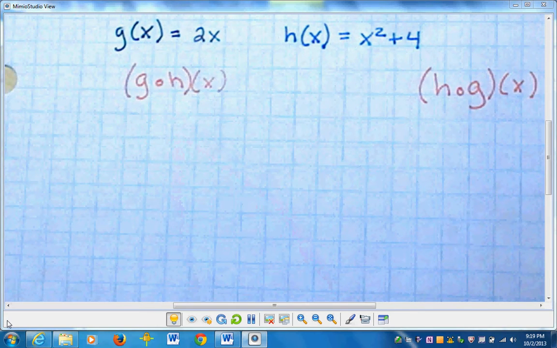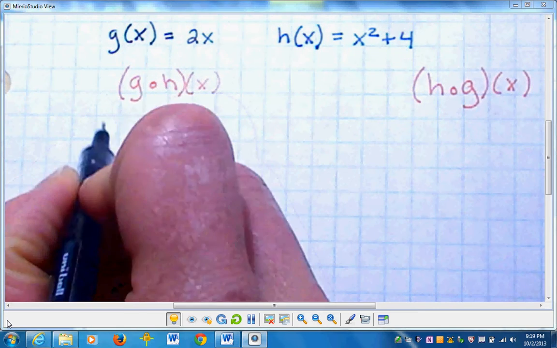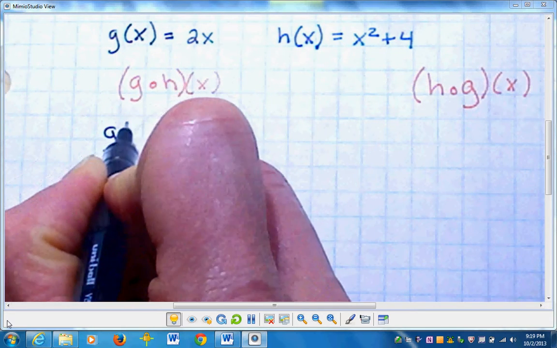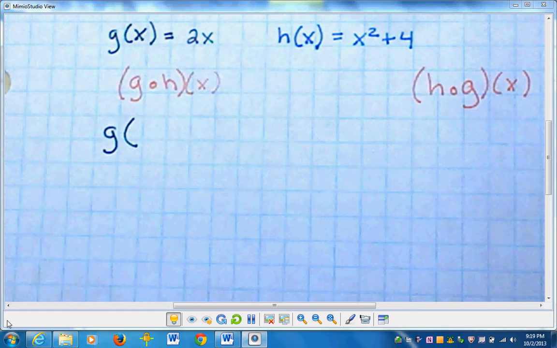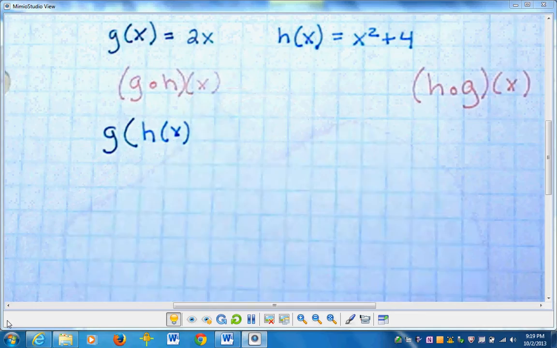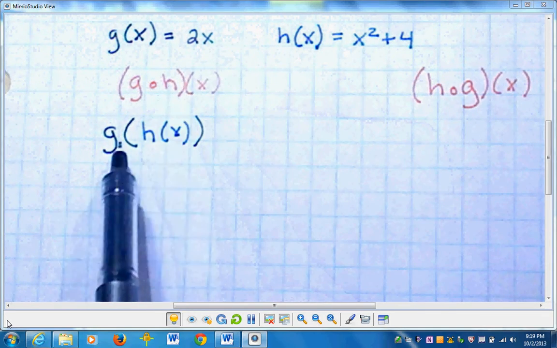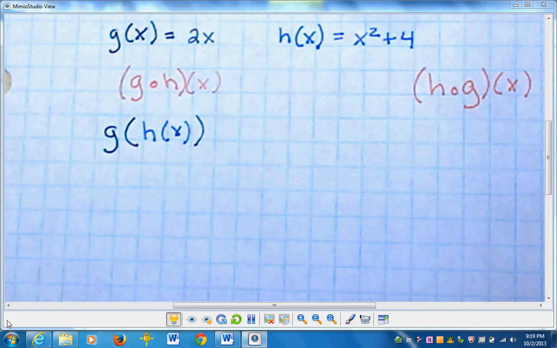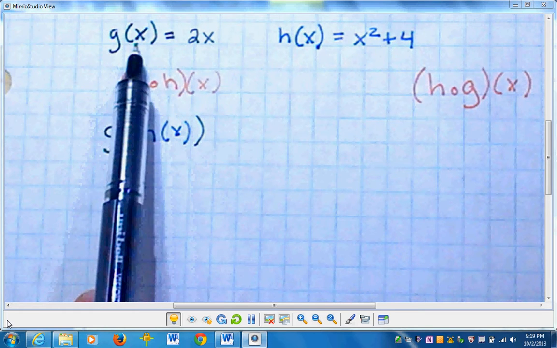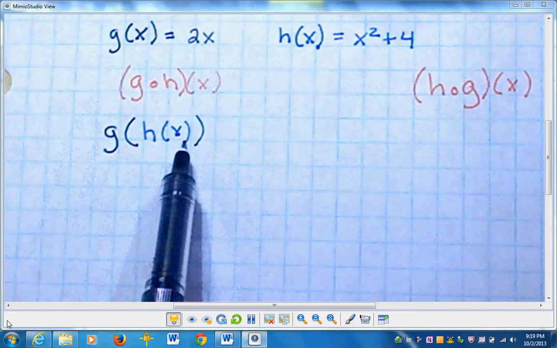And so what that means is we're going to rewrite this. So what I'm looking for is my function g is my first function. So that's g of h of x. Okay, so I'm going to rewrite this notation to this notation so that it's just a little easier for me to see. So if you notice, here is my x. I'm going to be replacing my x with the function h of x.